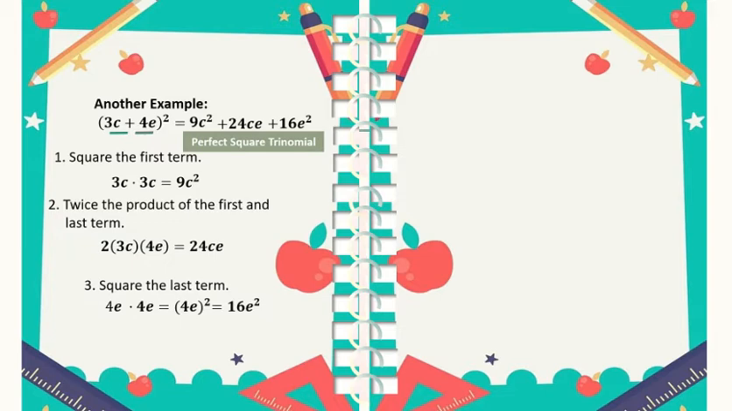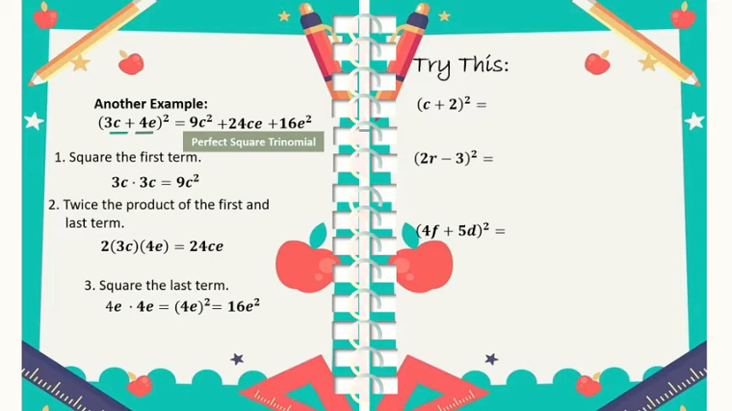So, 9c squared plus 24ce plus 16e squared is a perfect square trinomial because the last term and the first term are perfect squares. Next, try this one. c plus 2 squared. 2r minus 3 squared. 4f plus 5d squared.